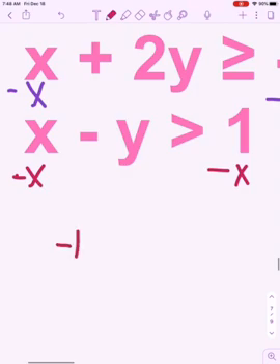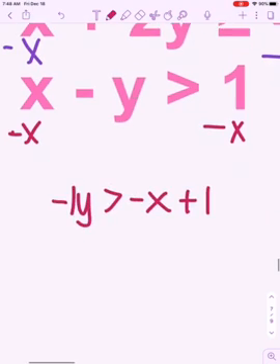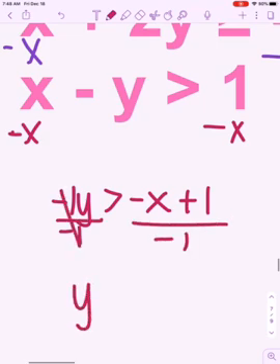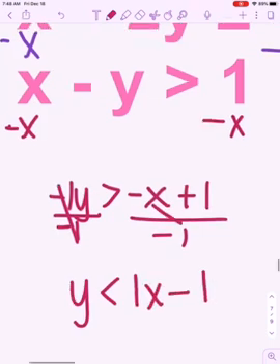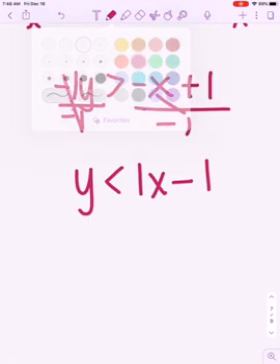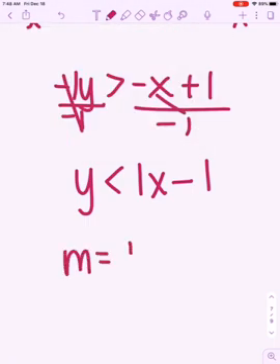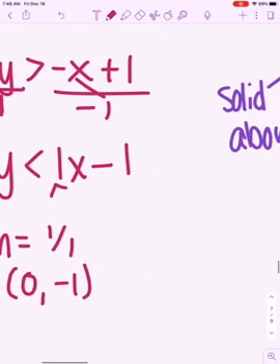Okay. Then we're going to do the second one, which is also not ready to graph. So we're going to subtract the x. That leaves us with a negative 1y is greater than negative x plus 1. We're dividing by a negative 1 to get y by itself. Now you're dividing, so you stop. We're dividing by a negative, so you have to flip the direction of your inequality and make it less than. And then a negative 1 over negative 1 is a positive 1, x minus 1, because 1 divided by negative 1 is negative 1. So our slope is 1 over 1, and we're starting at 0, negative 1.